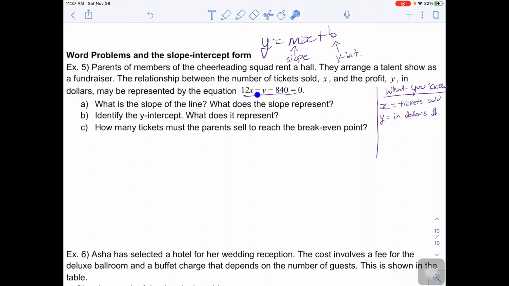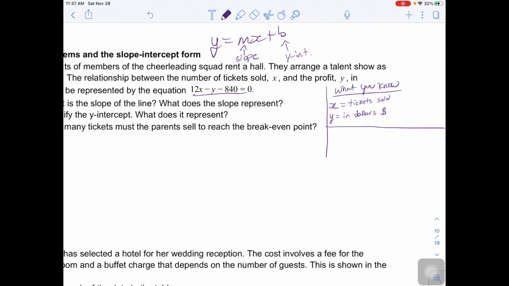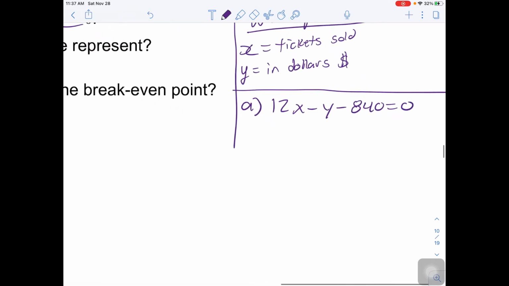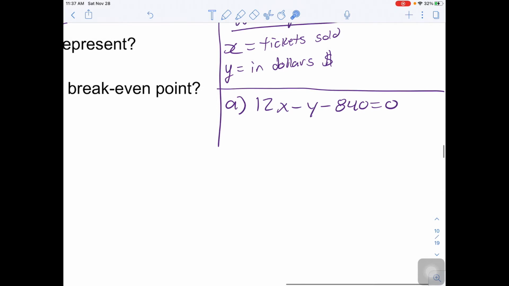This is not in y-intercept form. Y-intercept form has to be in this form, mx plus b. So for A, in order to figure out the slope, I'm going to put it into y equals mx plus b. So 12x minus y minus 840 equals 0. Recognize 12 is not slope. So what I'm going to do is solve for y. And that's actually not too bad because I'm just going to add y to both sides.